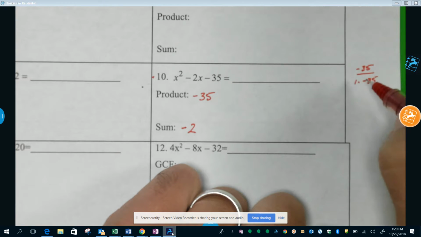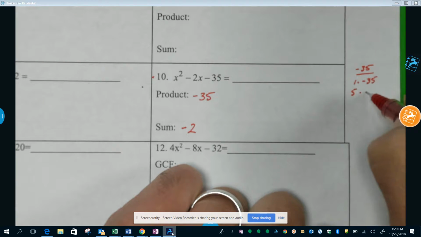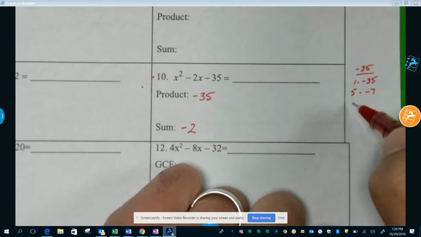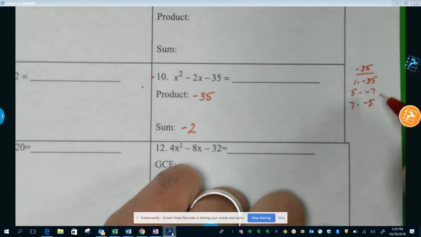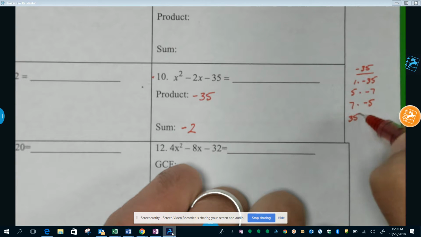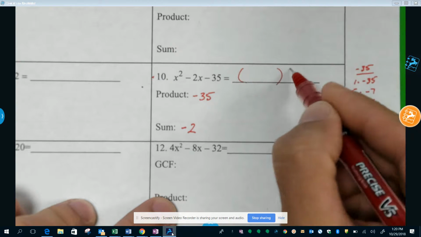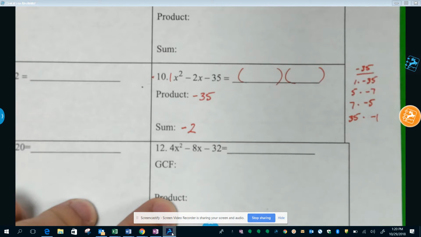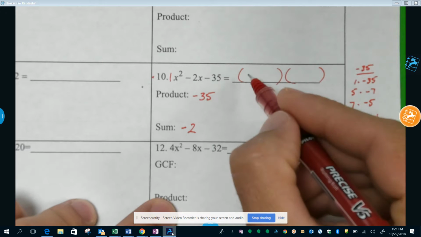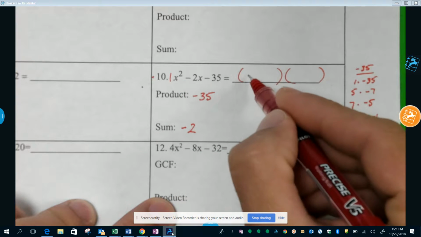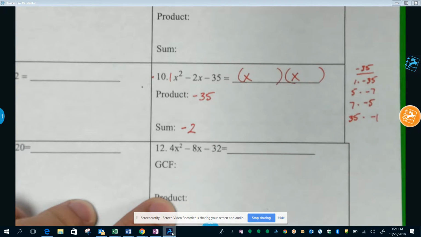2, 3, 4, 5 times -7. 7 times -5. And I think it's just going to be 35 times negative 1. So, again, when my leading coefficient is a 1, I love that. I can go straight to my final answer. So what in the front multiplies to give me x squared? Well, x times x gives me x squared.